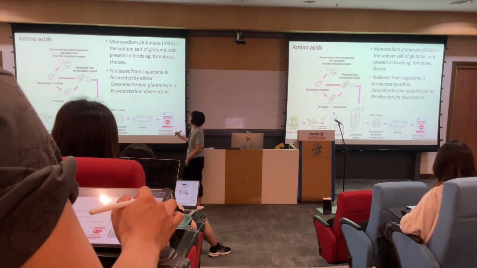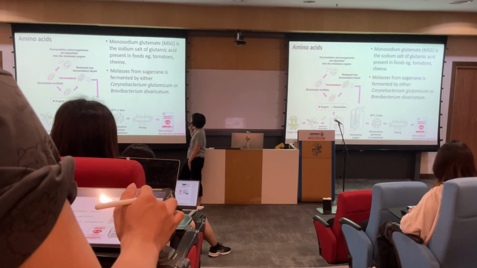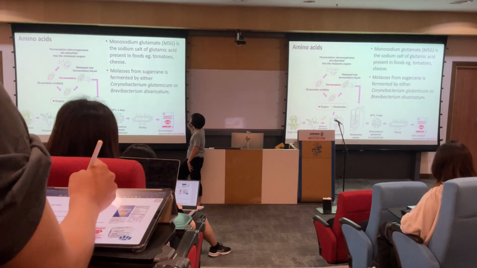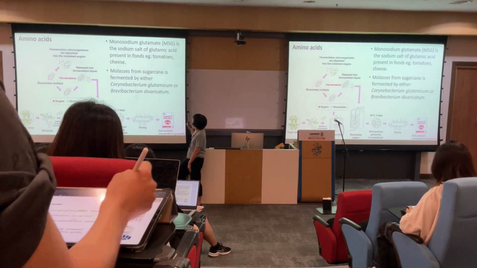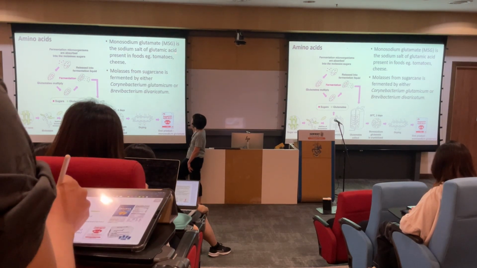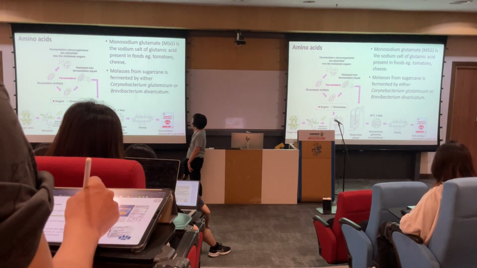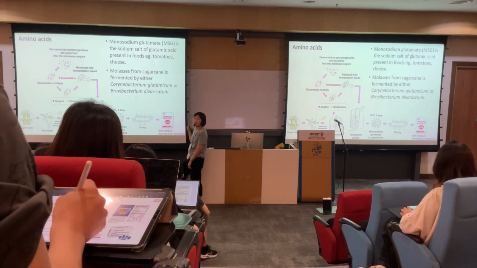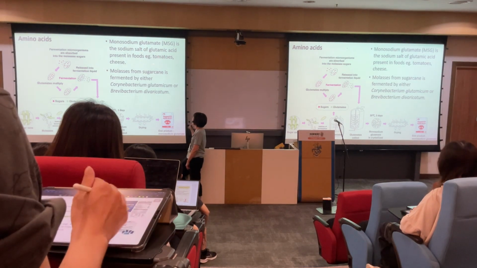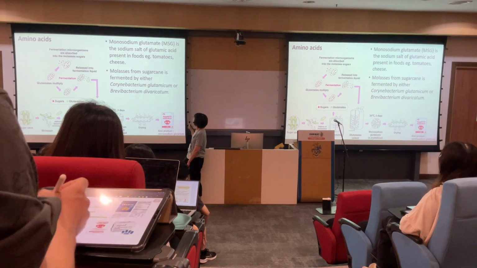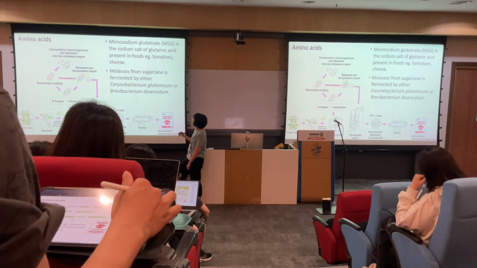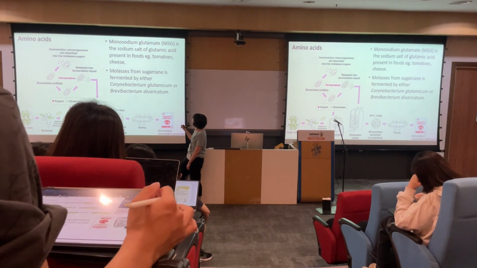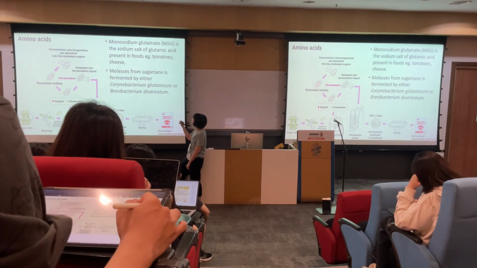Now, this is the one. So this monosodium glutamate is actually a sodium salt of glutamic acid. Glutamic acid is one part of amino acid. You normally find this monosodium glutamate in tomato or cheese, right? And now, how did this actually come about?